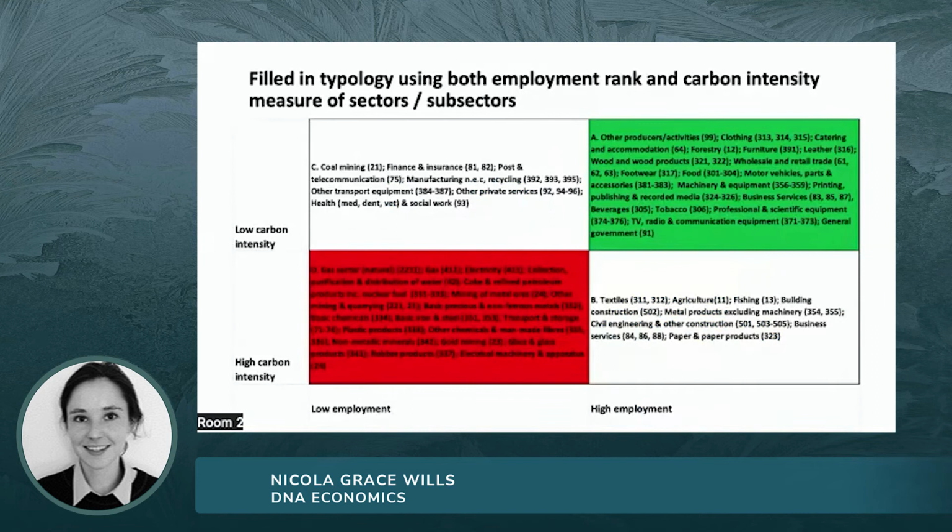Next slide, please. So that's what your box looked like. As you can see in A, you've got your clothing, catering and accommodation, forestry, furniture, leather, the whole list is there. What was quite interesting was that your top was other producers and activities, so think hairdressers, funeral parlors, sports facilities, that sort of thing. The actual data isn't disaggregated, you can't get it disaggregated more, so that would be interesting to look at in the future. But it also shows the importance of these smaller SMMEs and your more informal products and services.